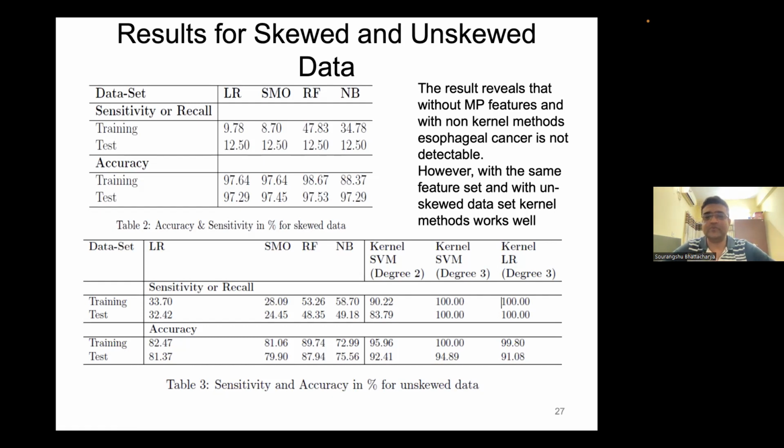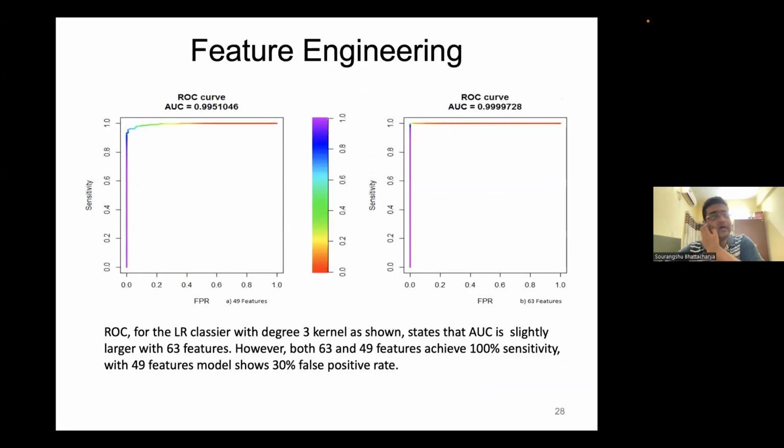So we use kernel support vector machines of degree 2 and degree 3, and also kernel logistic regression, which not many people use. This was one of the novelties of our work, that we also tried this. And here we see that we achieve 100% sensitivity, and pretty good accuracy as well. But for us, sensitivity is very important. So this gives us hope that things can be done well.